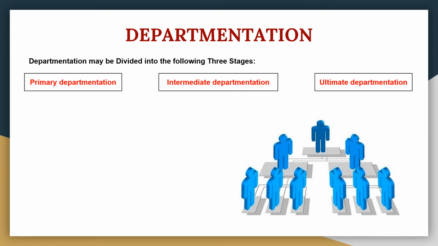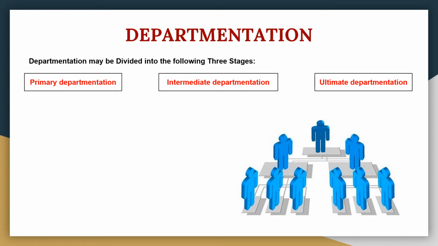In the primary one, the initial breakup of organizational functions into basic activities such as production, finance, and marketing takes place. In intermediate departmentation, creating departments in the middle levels of the organization takes place. In the third, ultimate departmentation, activities are divided into separate units at the lower level to create sections and subsections.